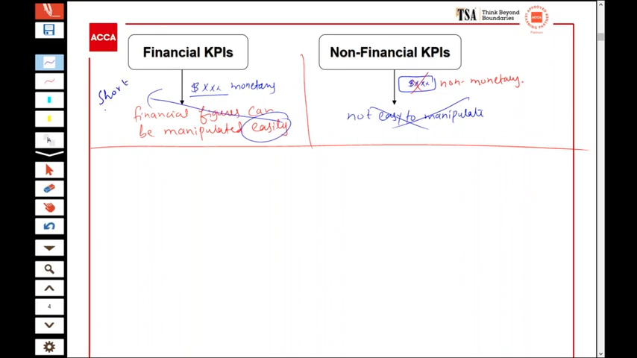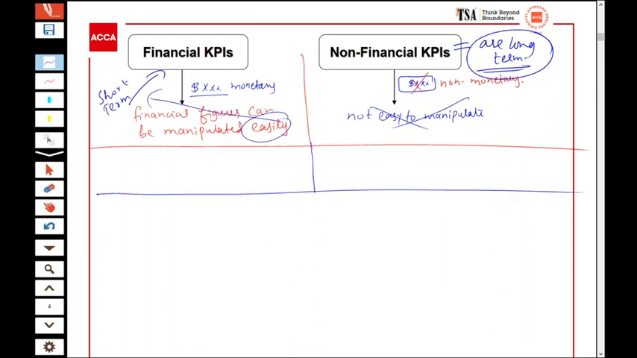Financial KPIs are always short-term and non-financials are long-term. Why? Because non-financial has an ultimate impact over the financial. Non-financial will ultimately be leaving its impact on the financial over a long term.